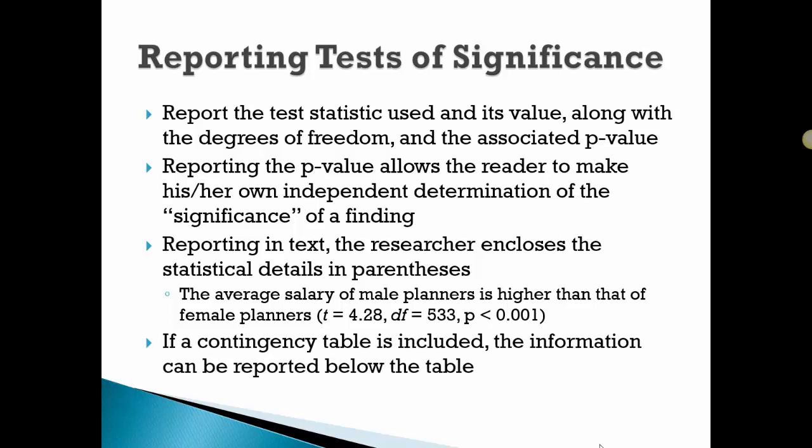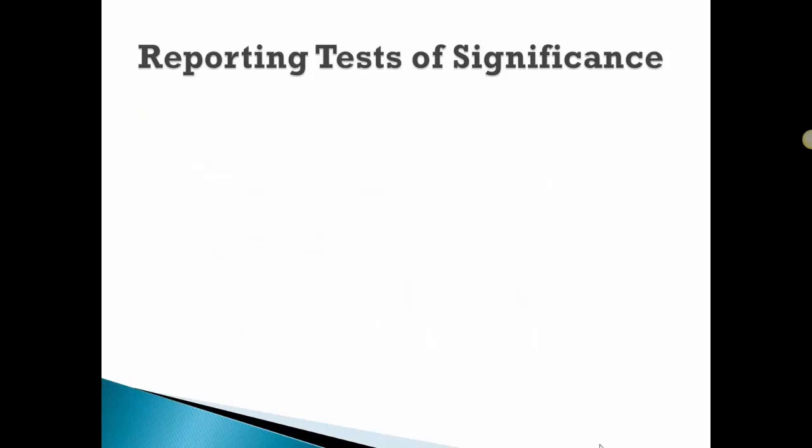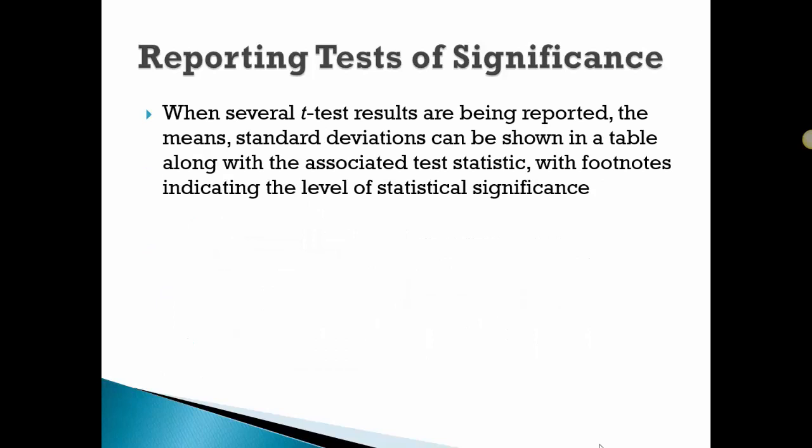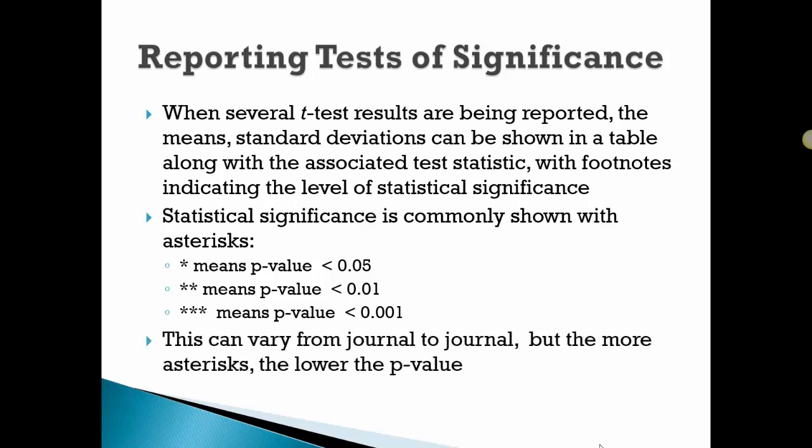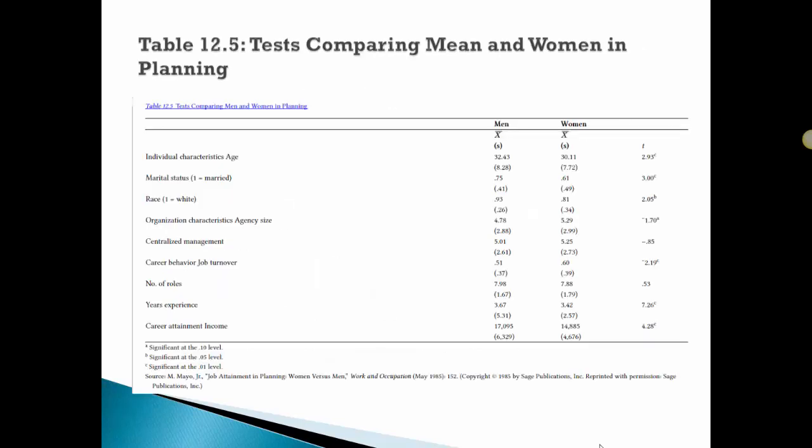If a contingency table is included, the information can be reported below the table. When several t-test results are reported, the mean standard deviations can be shown in the table along with the associated test statistic, and then footnotes can show the level of significance. And generally we'll have 1 asterisk, meaning the p-value was less than 0.05, 2 asterisks below 0.01, and 3 below 0.001. This can vary from journal to journal, but the more asterisks, the lower the p-value.